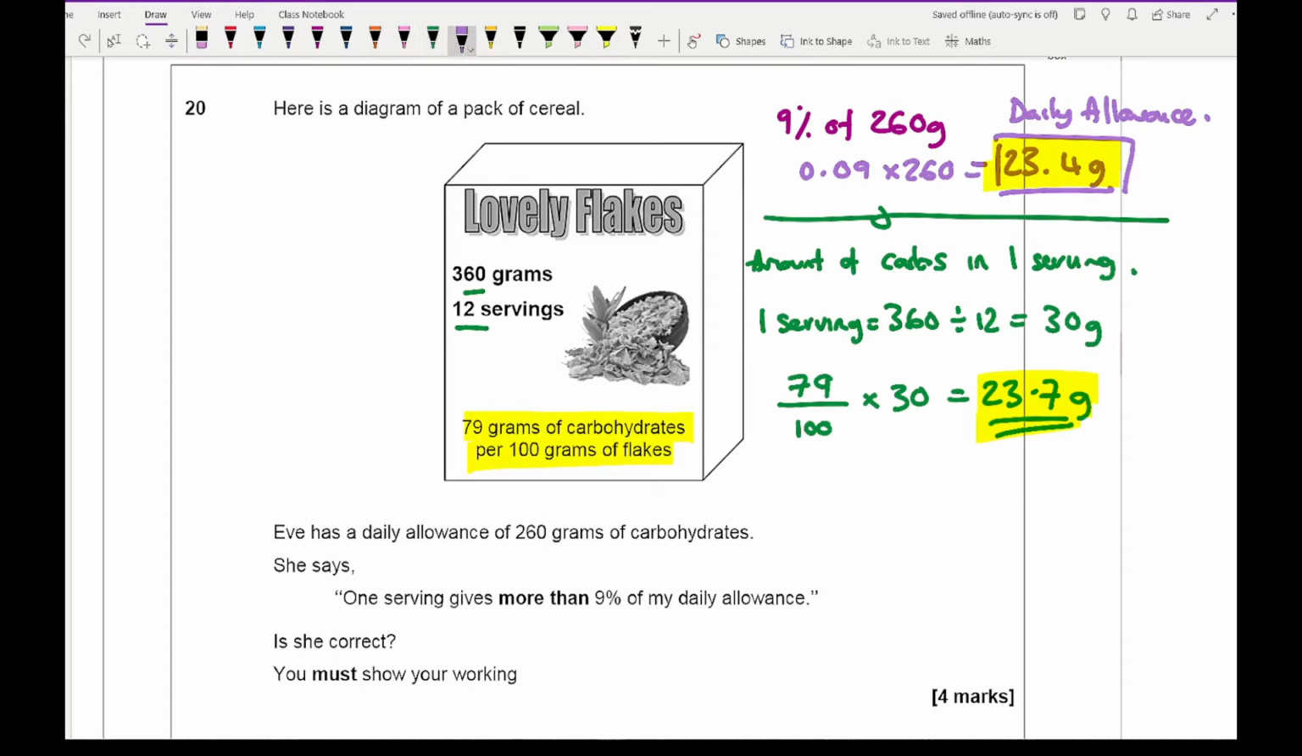So here, is she correct? That's by saying that there are more than 9%. That's going to be true. So the answer then is, she correct? Yes, as 23.7 is greater than 23.4. So something along those lines would be fine. Now there are other ways of explaining that she is correct. And again, if you've done a different method and you still prove it's true, then please do check out the Markscheme to see if your answer would be allowed for those 4 marks.